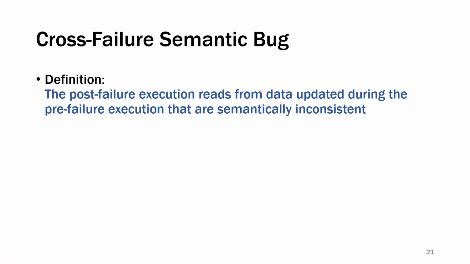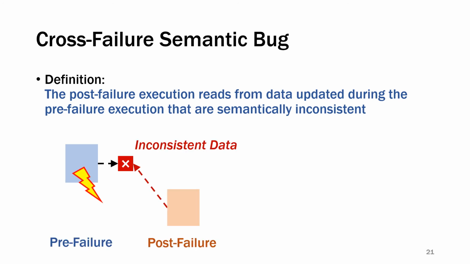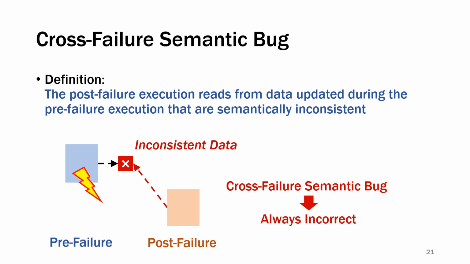More formally, a cross-failure semantic bug is a post-failure execution that reads from data updated during the pre-failure that are semantically inconsistent. Different from the cross-failure race, which leads to non-deterministic behaviors, the cross-failure semantic bug is always incorrect.